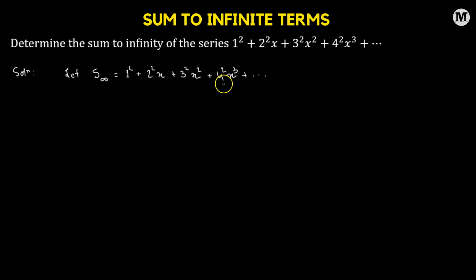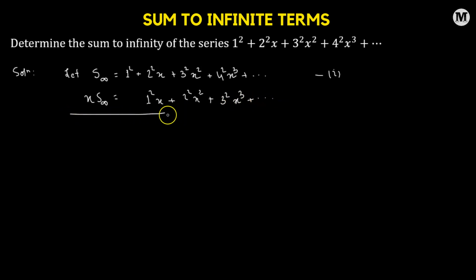Also, it's not going to be a geometric series because there is no common ratio here. And it is also not an arithmetico-geometric series. However, so let's call it number 1. If we take x and multiply it to each term of the sum S infinity, then we have 1 squared multiplied to x, that gives us 1 squared times x added to 2 squared times x multiplied to x, that gives us 2 squared x squared added to 3 squared x cubed, and this is going to continue.